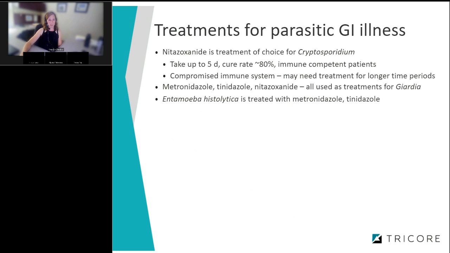So treatments for parasitic GI illnesses actually exist, and they work fairly well. If you can determine that the illness is caused by a parasite, treatment can occur. Nitazoxanide is the treatment of choice for Cryptosporidium, and that has a cure rate of around 80% for immune-competent patients. If you have a compromised immune system, you may need treatment for a longer period of time or a different treatment. People with compromised immune systems actually can be affected very poorly by Cryptosporidium. Giardia can be treated with metronidazole, tinidazole, or nitazoxanide, and Entamoeba histolytica is typically treated with metronidazole or tinidazole.